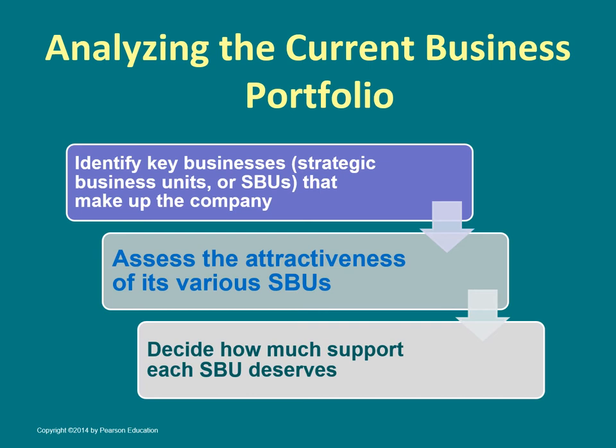Analyzing the current business portfolio requires us to identify SBUs, assess the attractiveness of SBUs, and decide how much support each SBU gets. So, step one, identify the key businesses, strategic business units, or SBUs that make up the company. Step two, assess the attractiveness of its various SBUs. Step three, decide how much support each SBU should get.